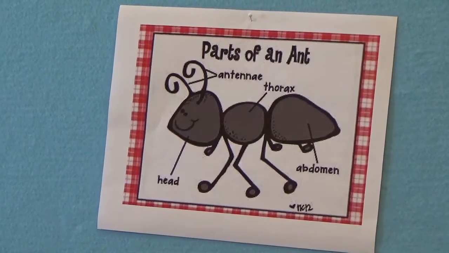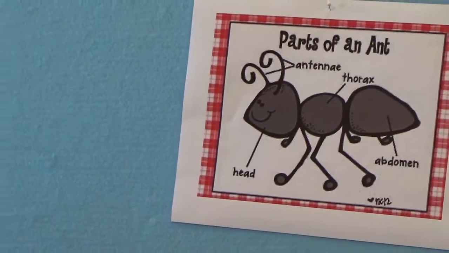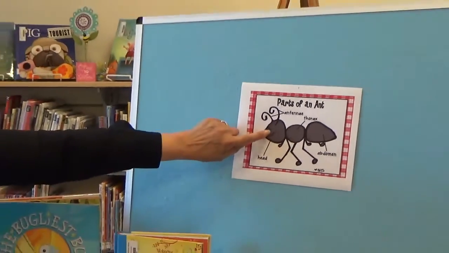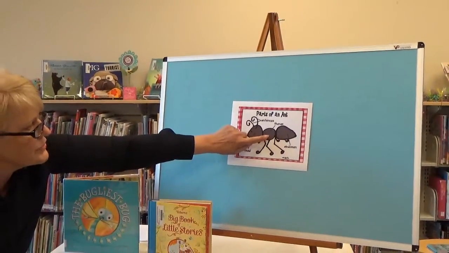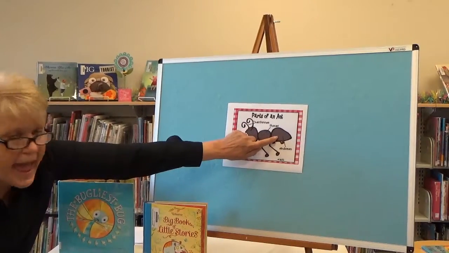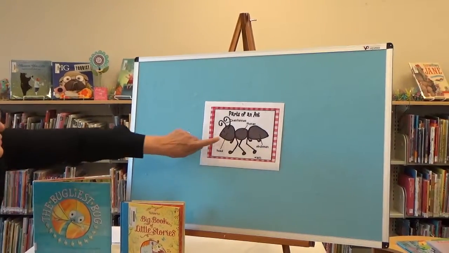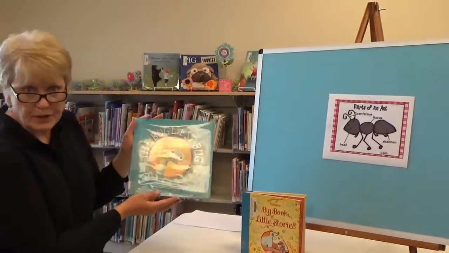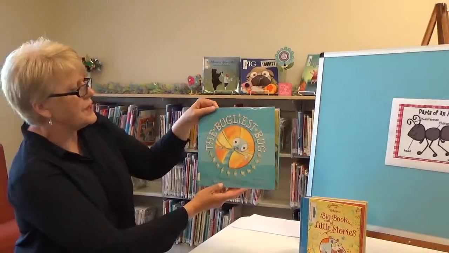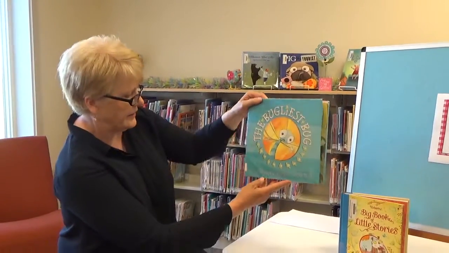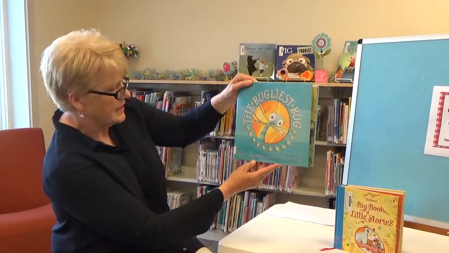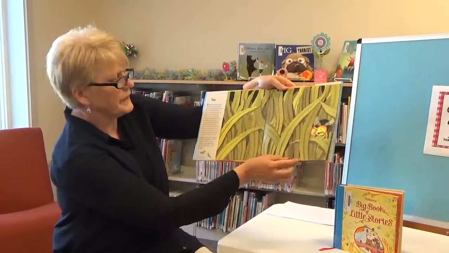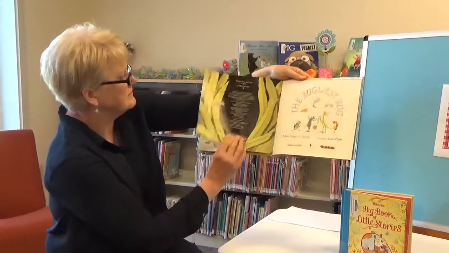Absolutely. All right. So we know that on this chart it has a head, and this middle part's called a thorax, and that's its abdomen. So we know an insect has 3 parts. So for our first book I chose The Bugliest Bug, by Carol DeGory Shields. Let's find out some more about bugs.